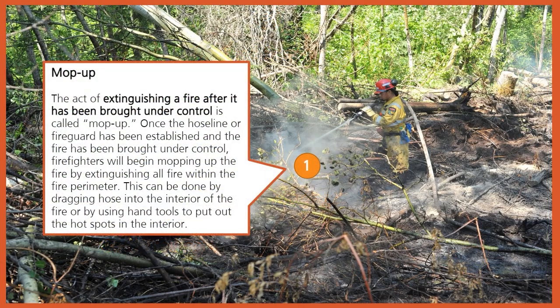Mop-up. The act of extinguishing a fire after it has been brought under control is called mop-up. Once the hose line or fire guard has been established and the fire has been brought under control, firefighters will begin mopping up the fire by extinguishing all fire within the fire perimeter. This can be done by dragging hose into the interior of the fire or by using hand tools to put out the hotspots in the interior.